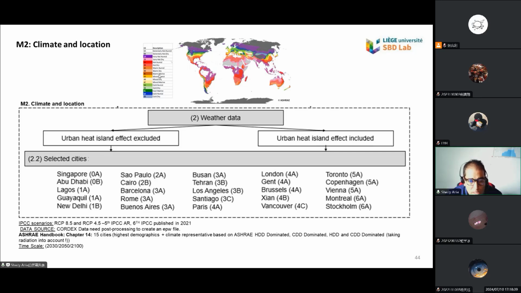So all you need to do in this sense is to define what climatic zones you are falling in, and you need just to define, are you in the city or out of the city, to include or exclude urban heat island effect. And then you can select any city in these cities around here. I don't know if we have Chinese cities here. Maybe we have. This is Sao Paulo, Cairo, Barcelona, Busan, Tehran, Santiago. I see Xi'an. Xi'an is in 4B, for example.